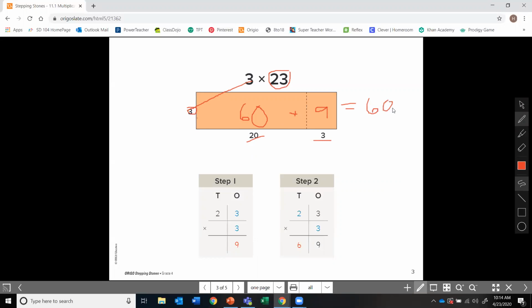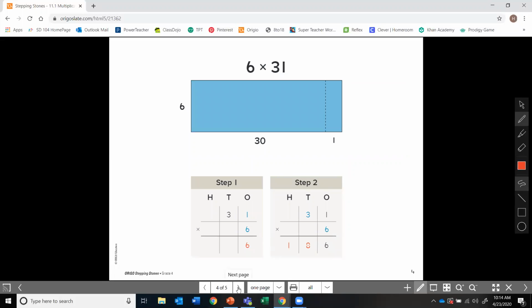Now, that's one strategy. The next strategy is something that I think I've showed most of you in class, but I'm going to walk through the steps real quick. So you set up your problems with your 10s and your 1s lined up properly. You do 3 times 3, which is 9, and then you do 3 times 2. So it's a very similar strategy, it's just set up a little bit differently, and as you can tell, we get the same answer for both problems, which is also 69.